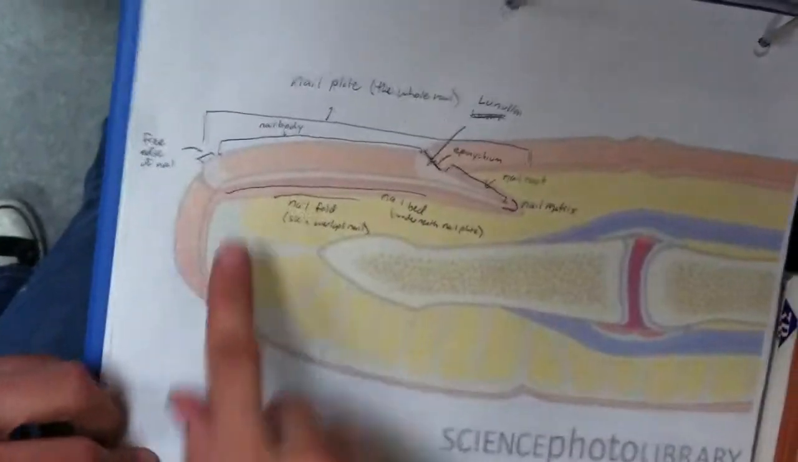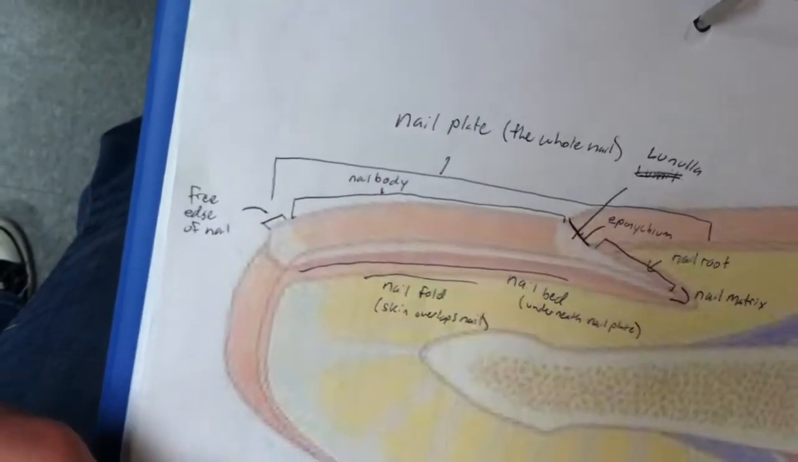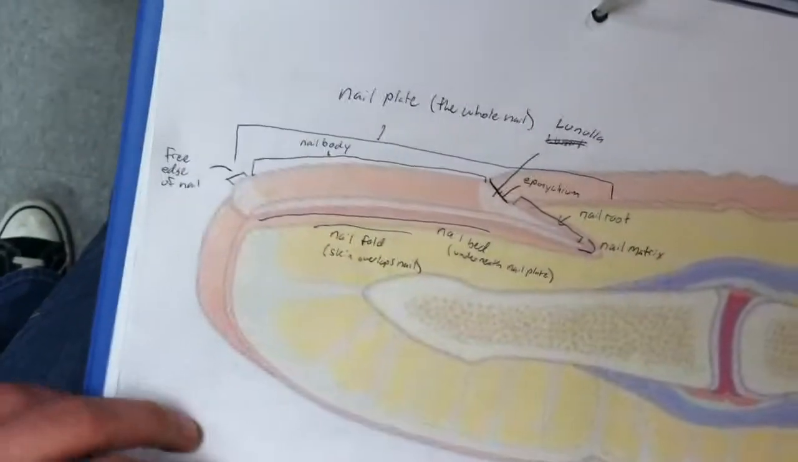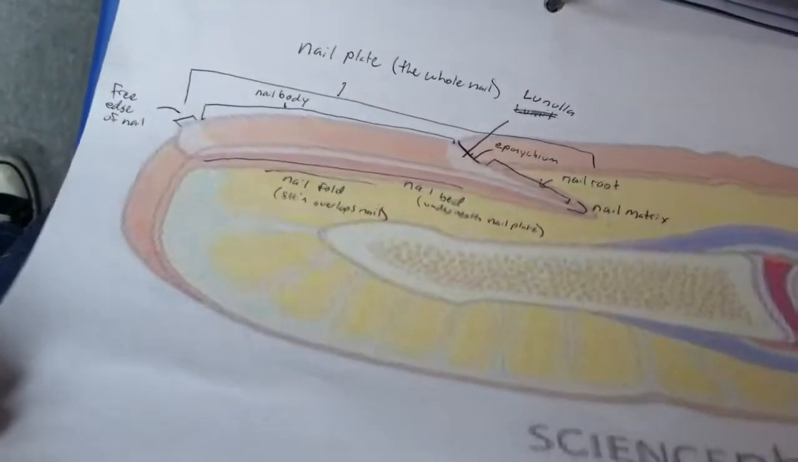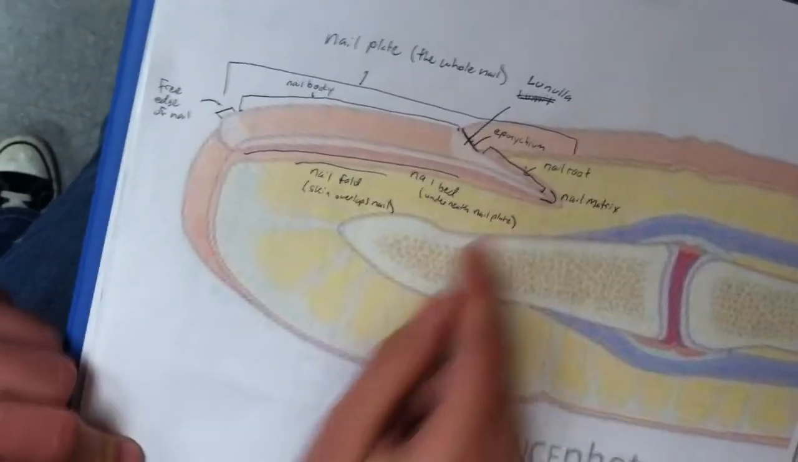The nail bed is underneath the nail plate. It's that really tender area, which, if it gets hurt or anything, it really hurts. And then the matrix is where the nail grows. It's the very end of the nail root. That is the nail. And that is everything.